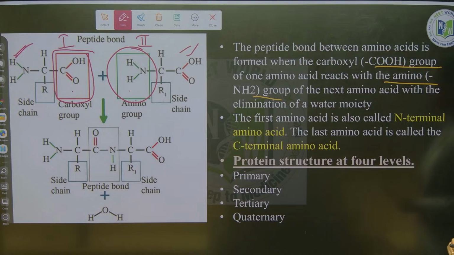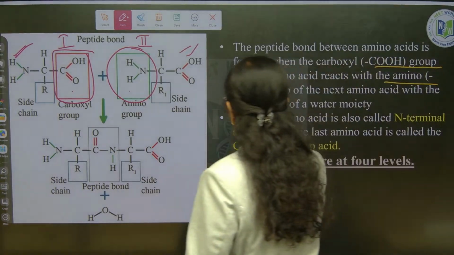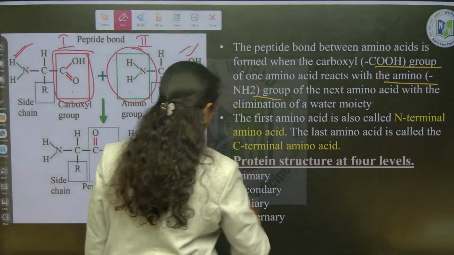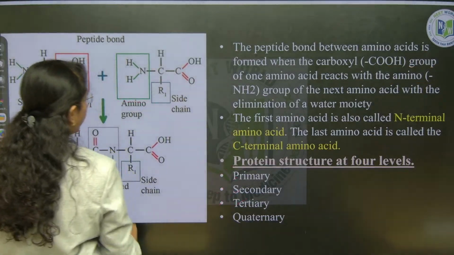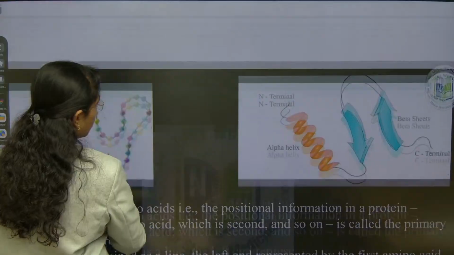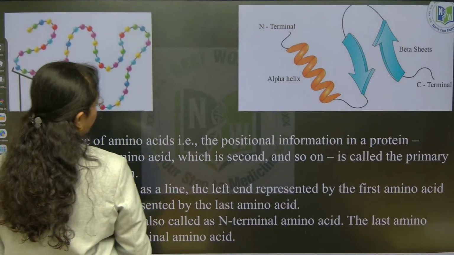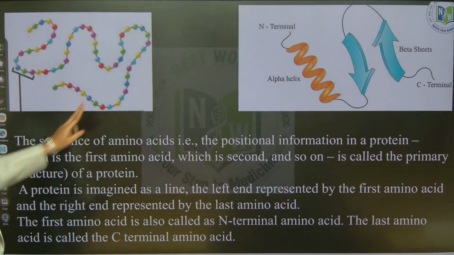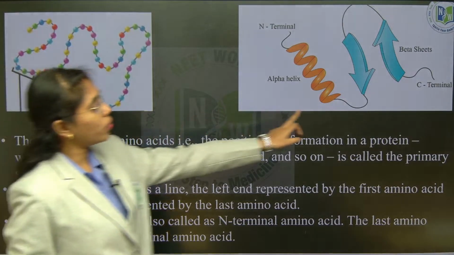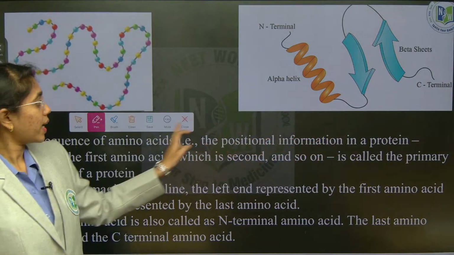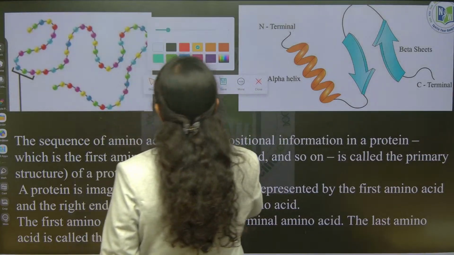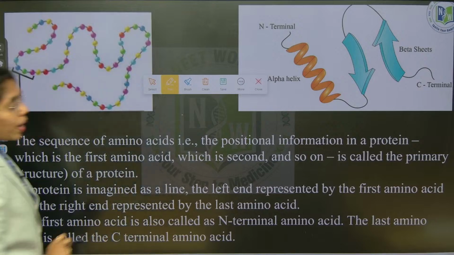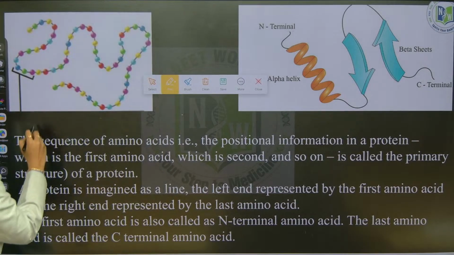Protein structures at 4 levels you see. We have 4 levels of protein structures: primary, secondary, tertiary and quaternary. Fine, right? First we will see the primary structure of protein. This is the primary structure and these two include the secondary structures. Secondary structures will have alpha helix and beta pleated sheets. Here you see the sequence of amino acids in the primary structure.